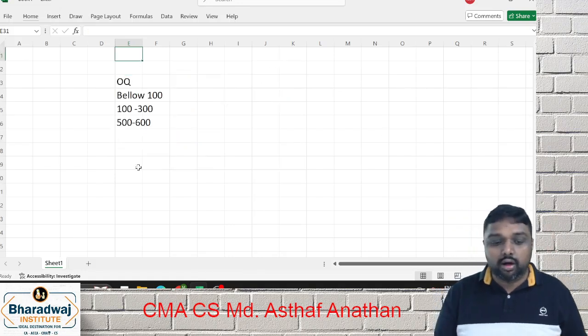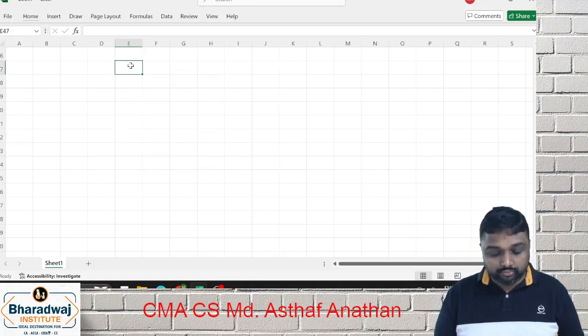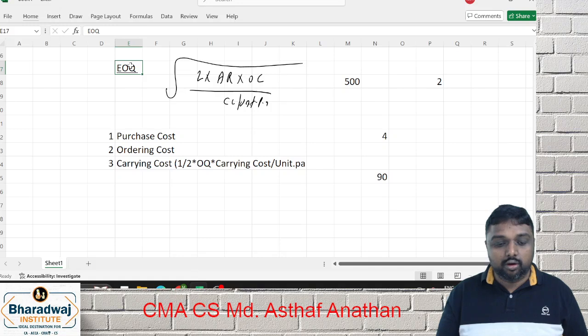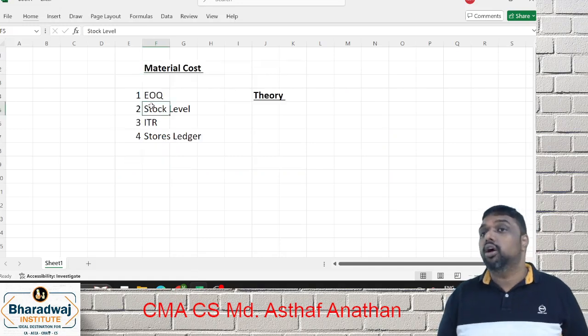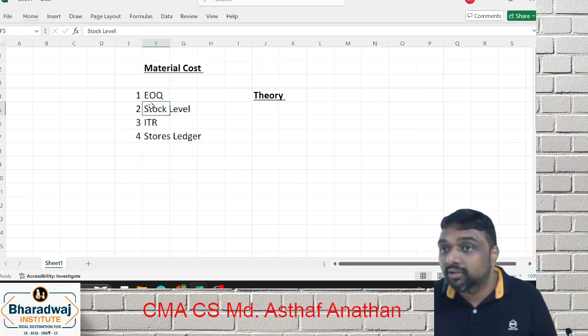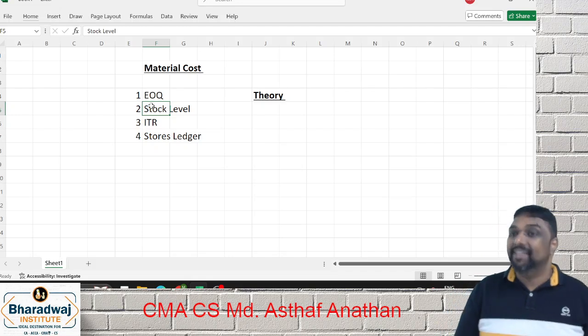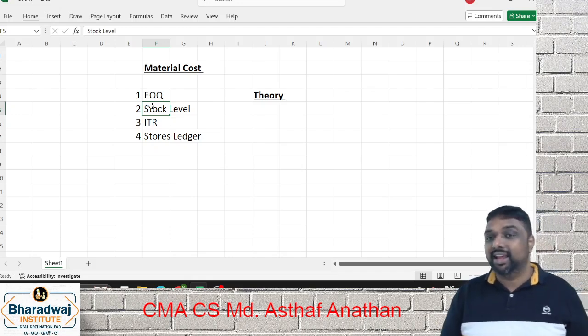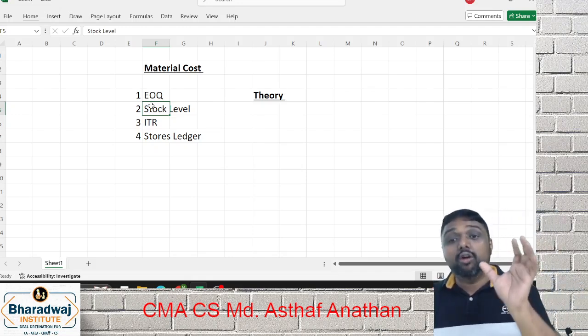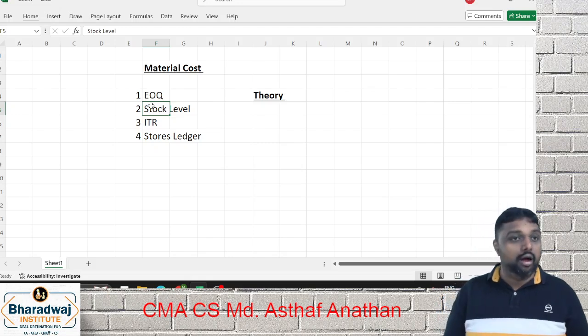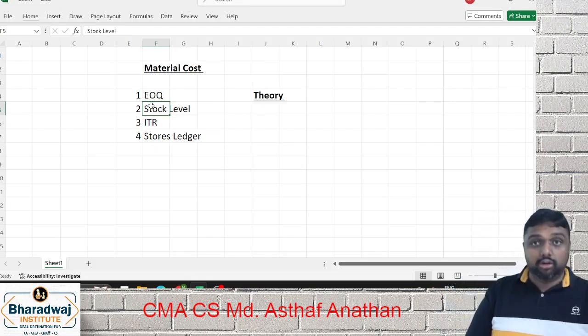Next we will go for what? We have stores. Next in the order we will go for stock level. We have maximum stock level, minimum stock level, average stock level, and reorder level. Correct? Different concepts. What is the reorder level formula? I think you already have the formula page in your notebook.